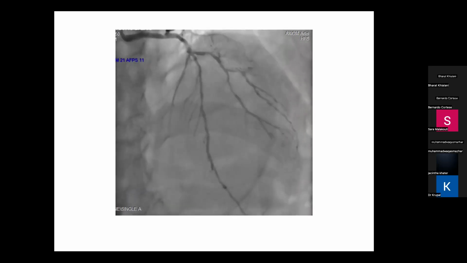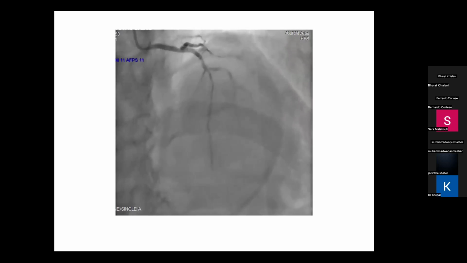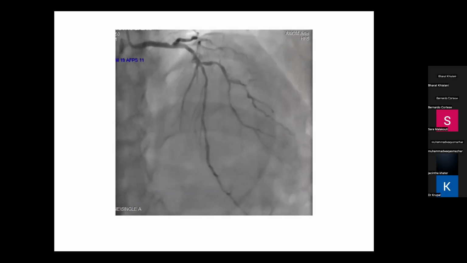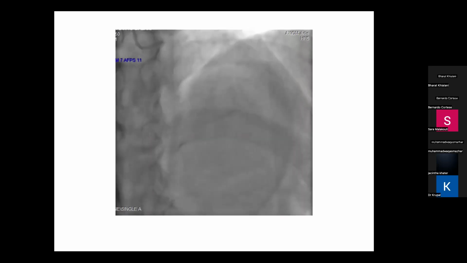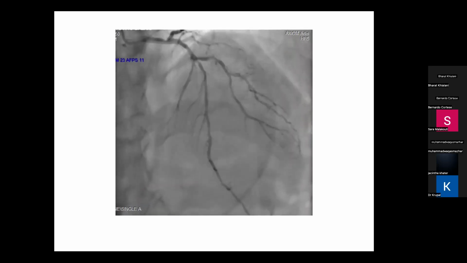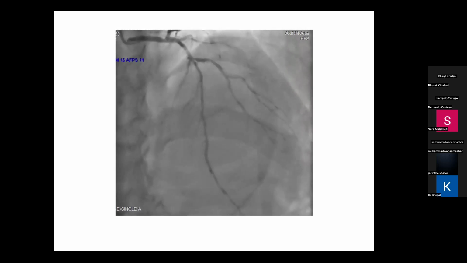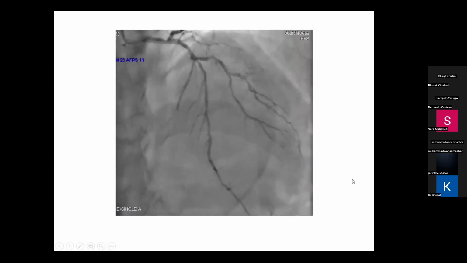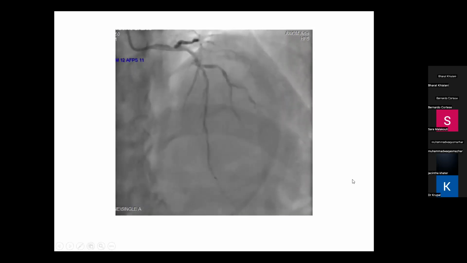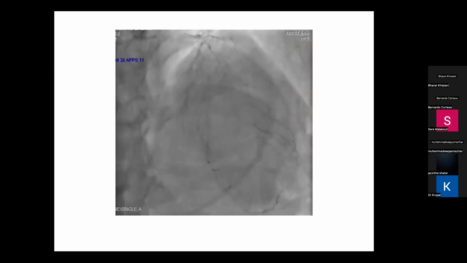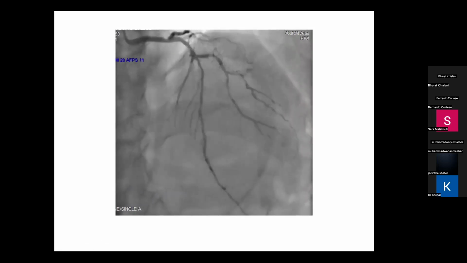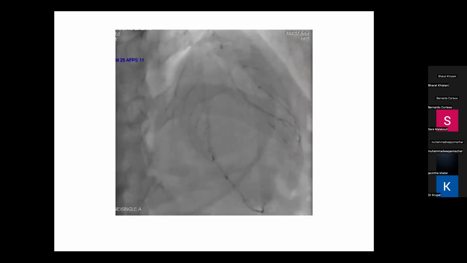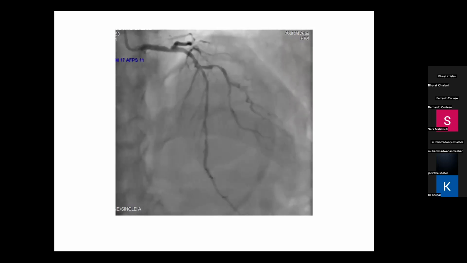So maybe considering some sort of physiology or intracoronary imaging of the distal left main, just to make sure you've got a good size MLA. Either way, I think PCI for the right is okay, and then you can consider options for the left, whether it's PCI with drug-coated balloon plus minus stenting.